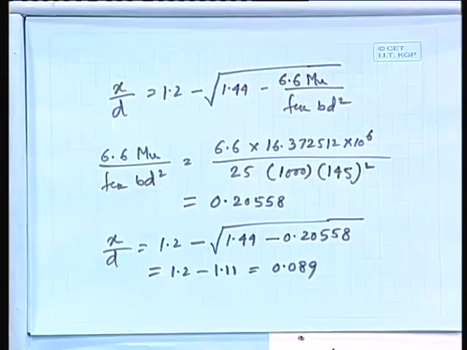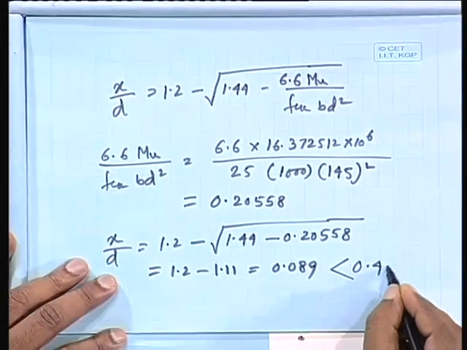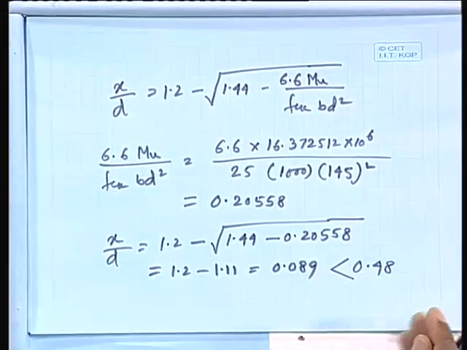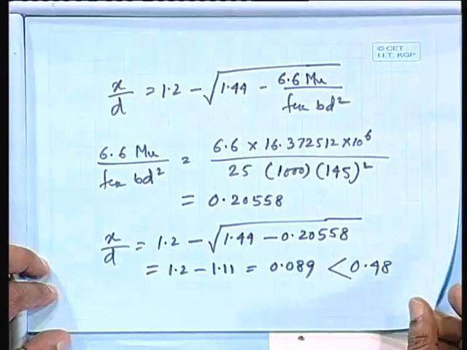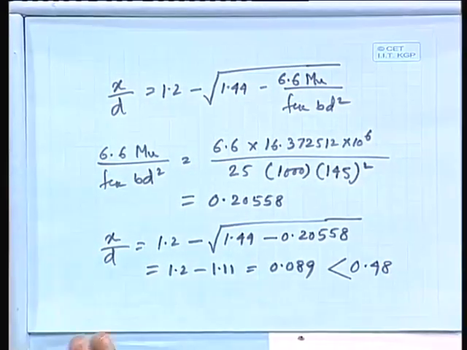So x by d we are calculating here. This is obviously less than 0.48, so we need not change any depth or anything. We can take this value of x by d. So we can calculate now the lever arm. The lever arm will be equal to d times (1 minus 0.416 x by d).